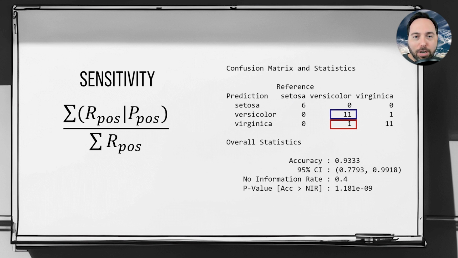The next formula is sensitivity. This asks the question, if an event actually happens, how often do we predict it? Or in other words, if the actual iris is of type versicolor, how often did we predict that it would be versicolor? This question, like positive and negative predictive value, is on a per class basis, so the sensitivity for versicolor is 11 out of 12, but for setosa it is 6 out of 6.